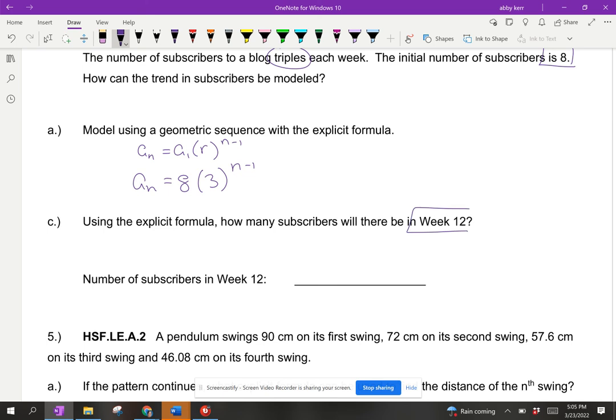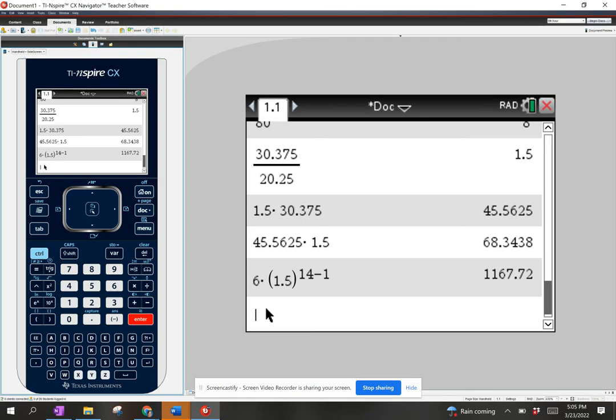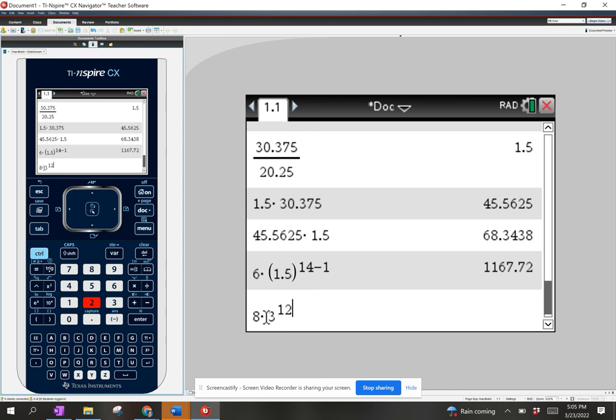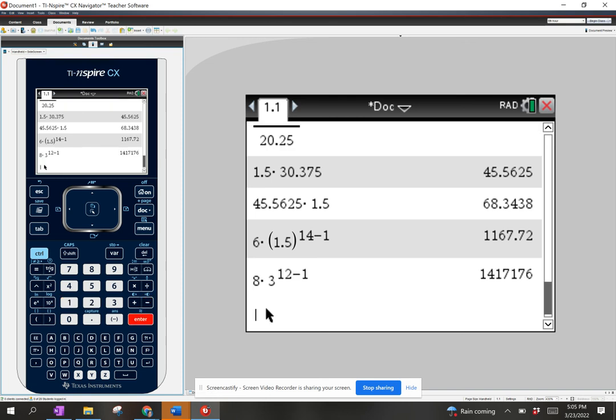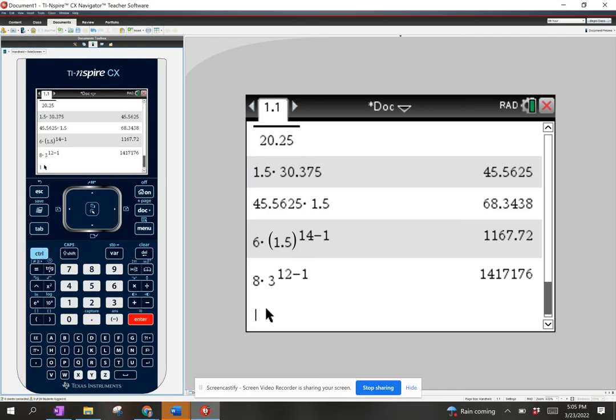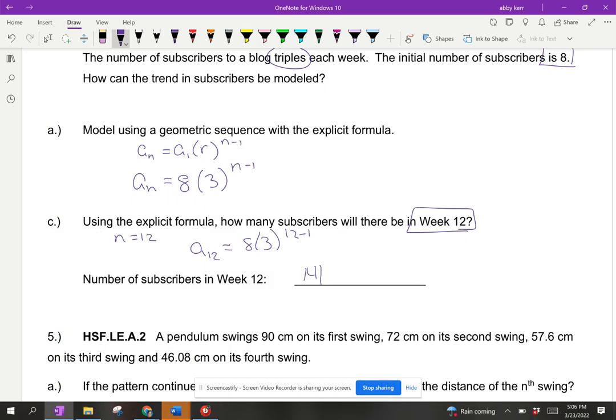So here we want to know our week 12. So all we have to do is plug that in. So then 8 times 3 caret 12 minus 1. And that's going to be 1,417,176 subscribers.